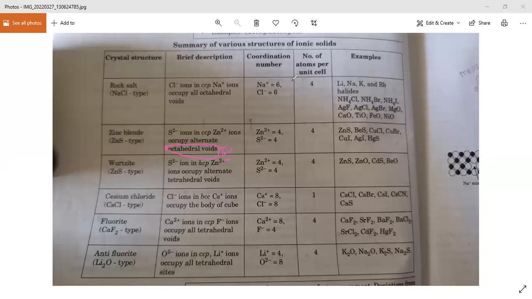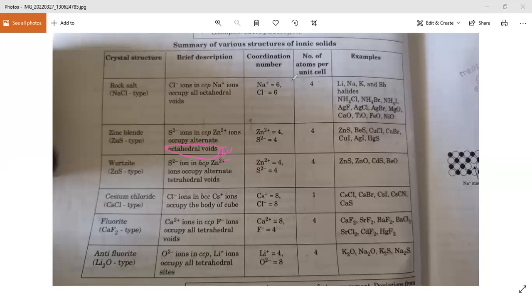Okay, next one is the antifluorite. The difference between the fluorite and antifluorite is what? In the case of fluorite, cations will occupy the CCP lattice and anions will occupy the tetrahedral voids. And cation will have the coordination number 8 and anion will have the coordination number 4. But in the case of antifluorite structure, it is reverse. Anions will occupy the CCP lattice and the cations will occupy the tetrahedral voids. And the coordination number also will be different. Lithium plus will have the coordination number 4 and the oxide will have the coordination number 8.